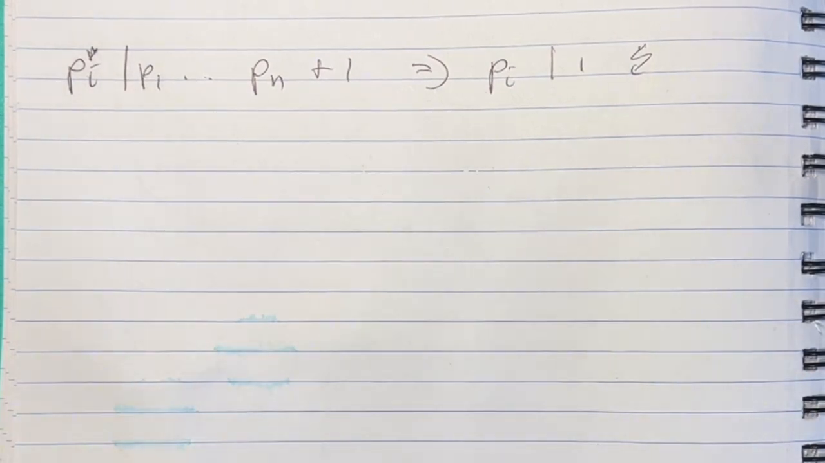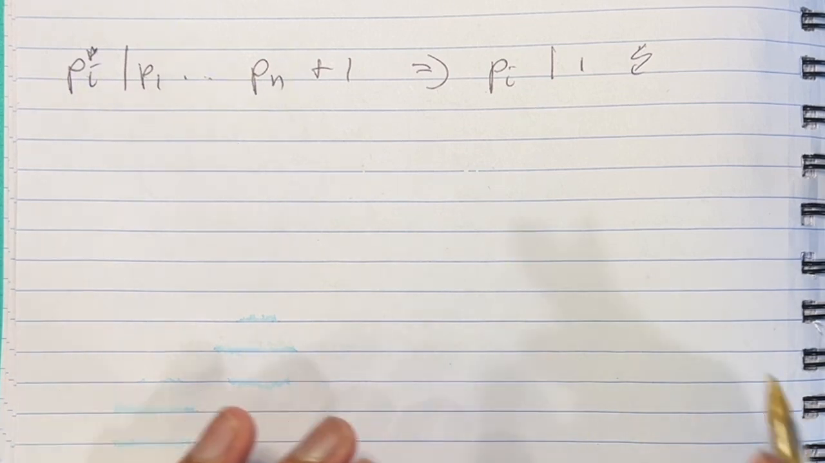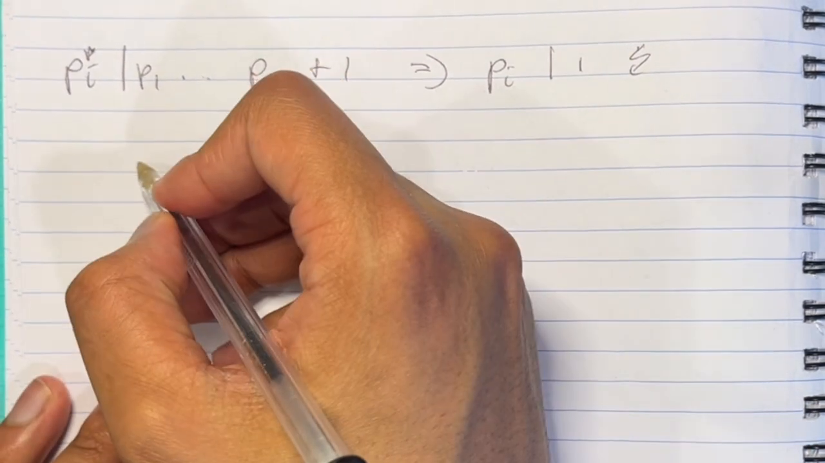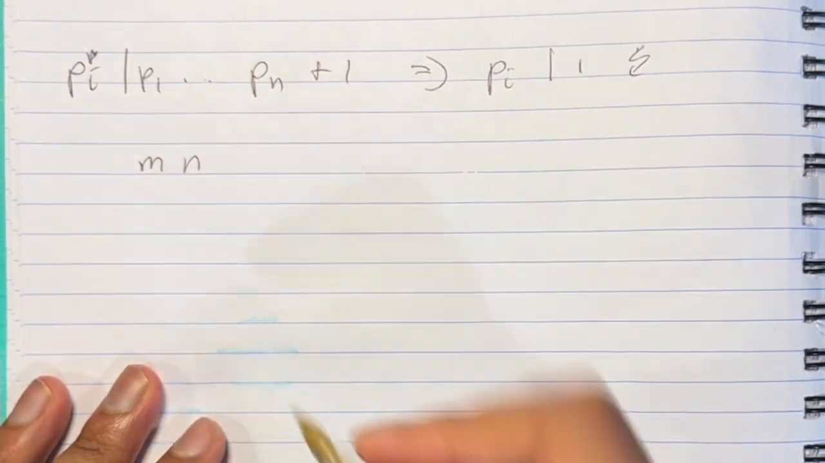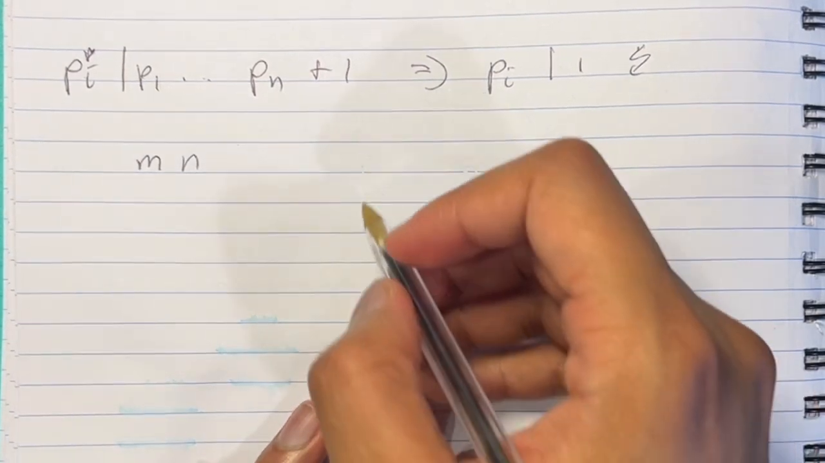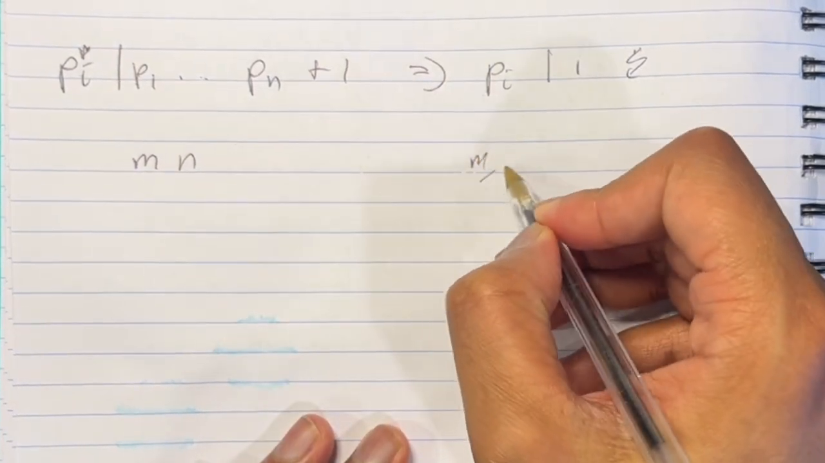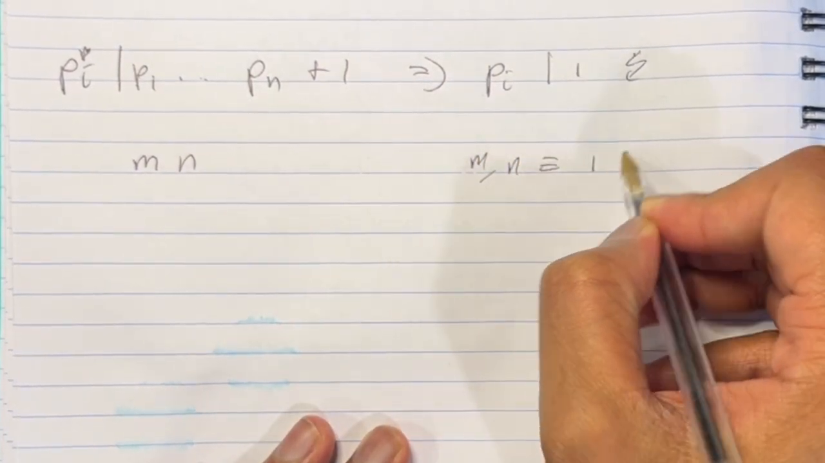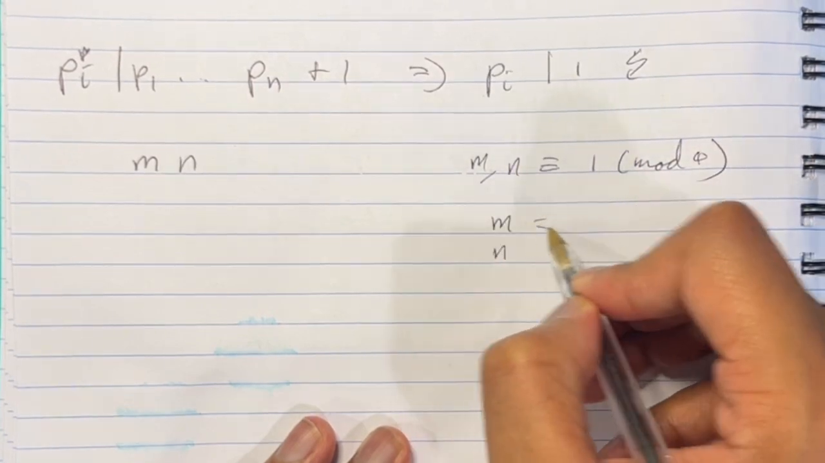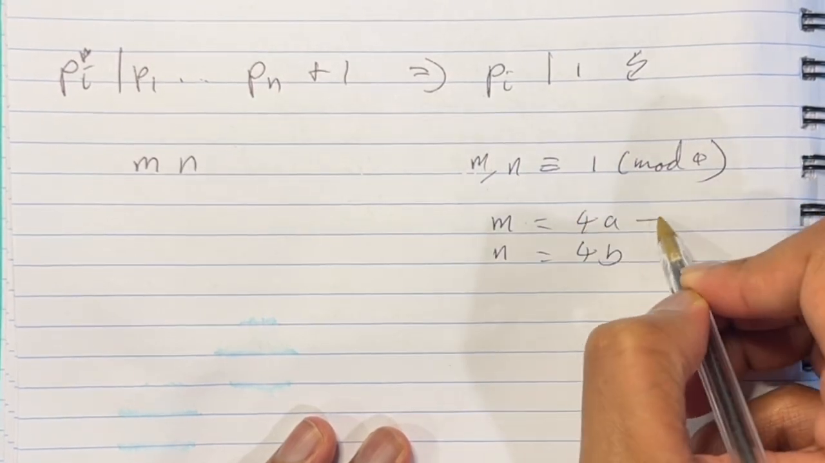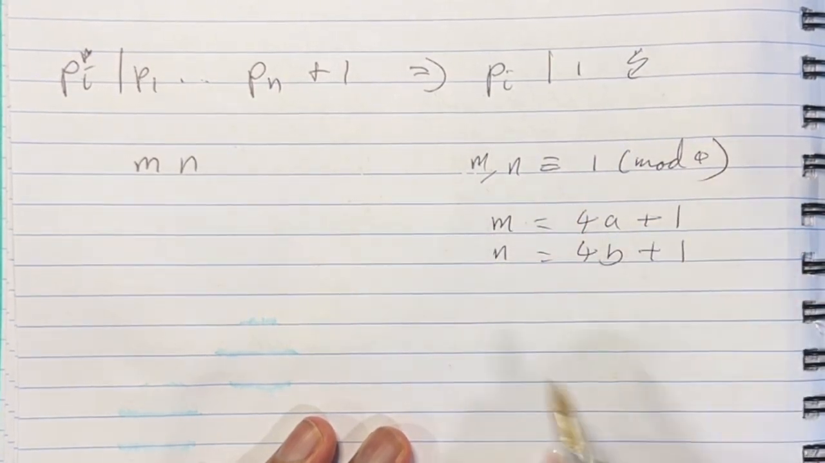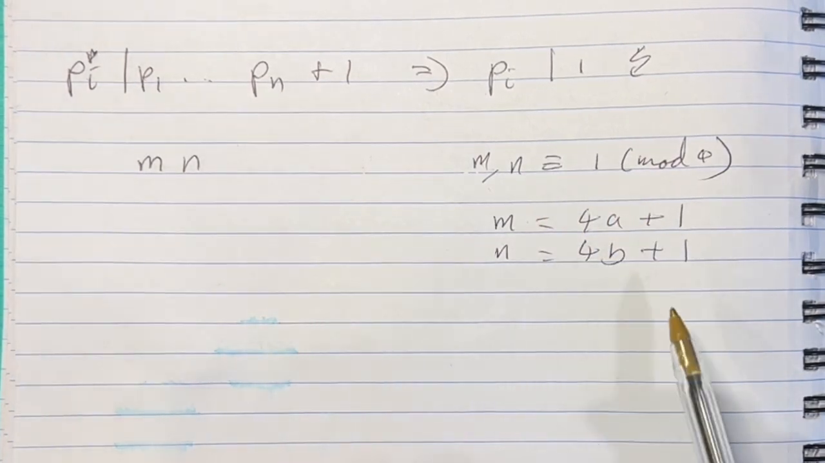So we want to use a similar idea to show that there are infinitely many primes that are 3 more than a multiple of 4. So first of all, what we want to do, and this is going to be a homework, is to show that if m and n are 1 more than a multiple of 4, so let's say m, n is congruent to 1 mod 4, or we can say we can find some numbers a and b so that you can write it like this. So it's 4a plus 1 or 4b plus 1.